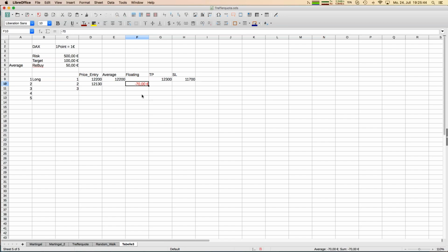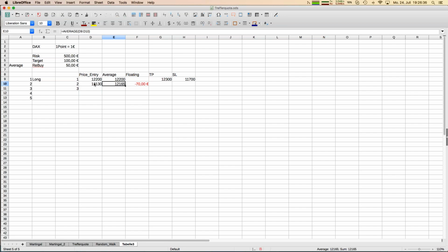Okay, and now that triggers the next one, because we now have a loss higher than 50 euros per lot. We bought first one lot, and since we only have one lot up to now and we already have a loss of 70 euros, we have to rebuy. Okay, let's rebuy. We buy for that price here, 12,130. So that means our average price now is simply 12,165. So that's our average entry price.